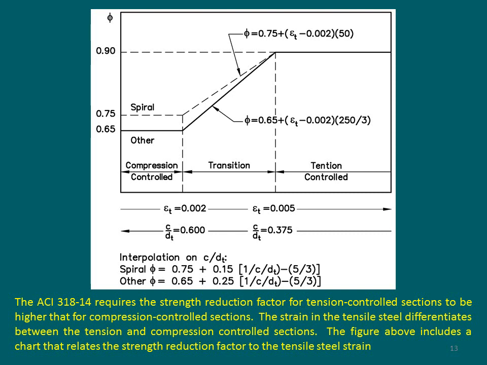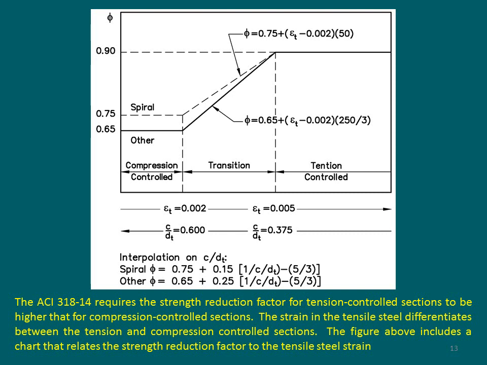For our pre-stressed beams, we're not going to have any spiral columns or spiral beams. We don't have this. We're going to have other. So I'm going to be using here the solid line. Phi factor here is shown on the y-axis. So I have either tension controlled, as you see here on the right hand side, or transition. I'm going to have here compression controlled section.